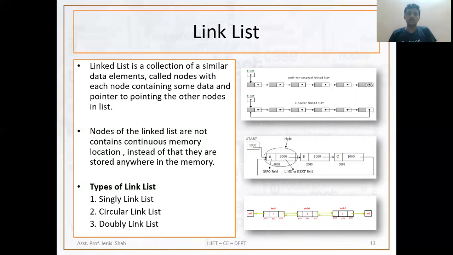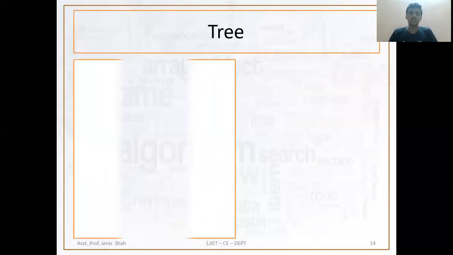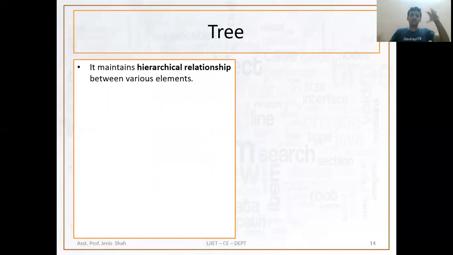Next one is a tree. A tree maintains a hierarchical relationship among elements. Hierarchical relationship means, if we consider the LJ example, then there is the director, under the director we have HODs, under HODs we have faculties, under faculties we have students.